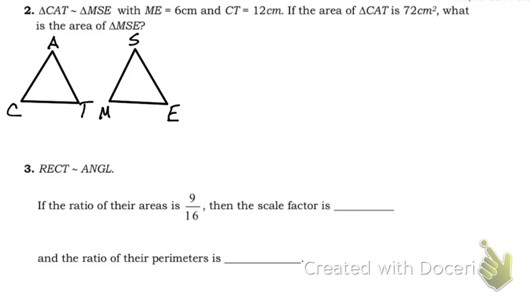All right, so we have ME equaling 6. We have CT equaling 12. And I also, inside of one of these, we have the area of CAT equals 72. So I'm going to put that in there. And we end up looking for this area. So 72, the thing we're missing is X. So let's compare our lengths.